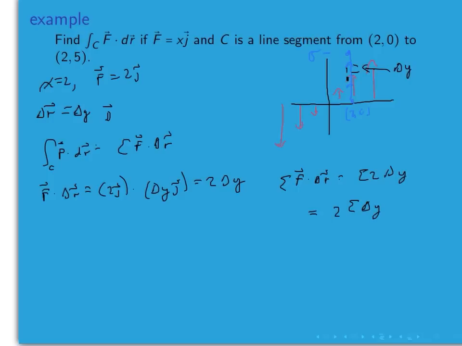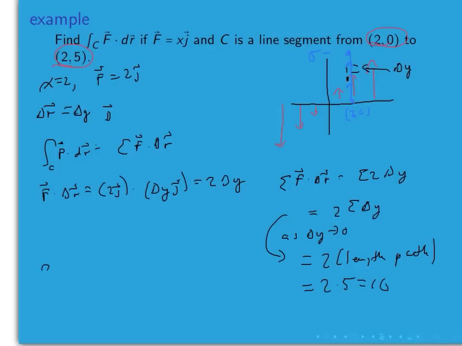Now, as delta y goes to 0, this sum is simply the length of the path. So this sum, as delta y goes to 0, is 2 times the length of the path. Well, the length of the path is easy. If we go from the point 2, 0 to 2, 5, that length is simply 5. So this is 2 times 5, or 10.